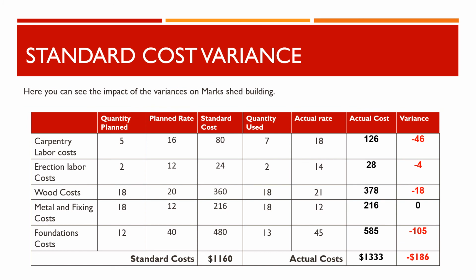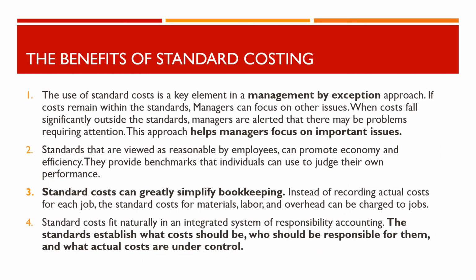Here you can see the impact of the variances on Mark's shed building. We can see that the overall costs were $186 greater than expected, thereby reducing Mark's expected profits from $500 to $314. The use of standard costs is a key element in a management by exception approach. If costs remain within the standards, managers can focus on other issues. When costs fall significantly outside the standards, managers are alerted that there may be problems requiring attention. This approach helps managers focus on important issues.